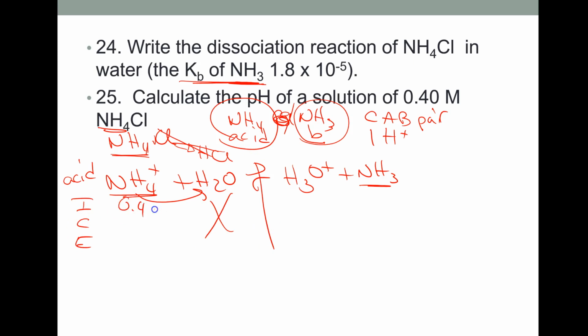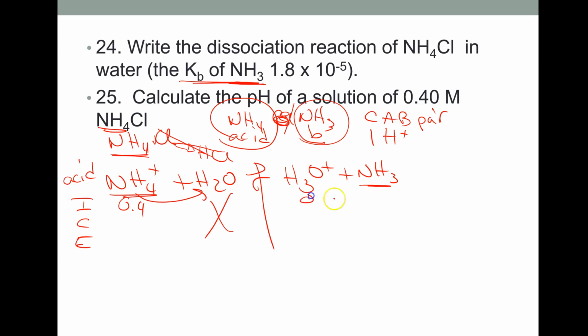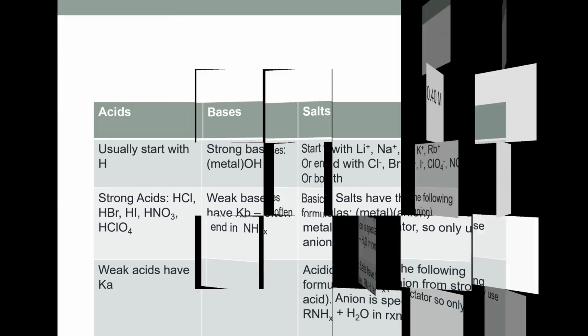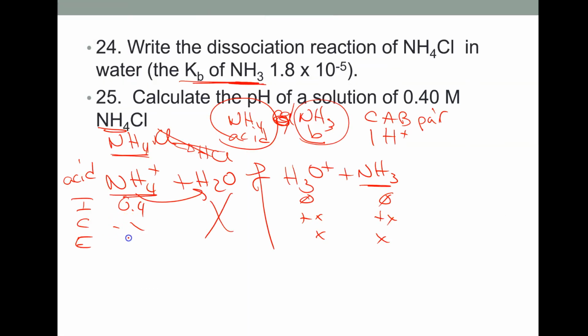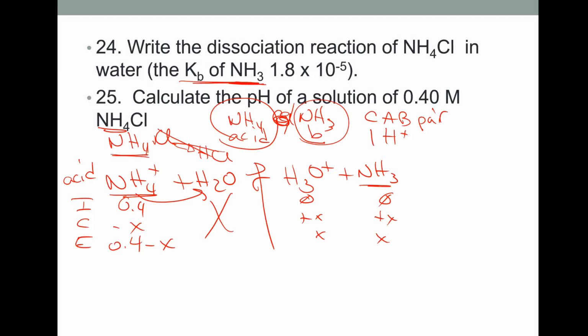This is 0.4. 0, 0, plus X, minus X. I think my stylus is going bad. Okay, so set this up: X squared over 0.4 minus X equals the K.